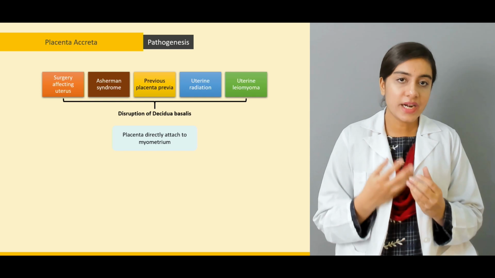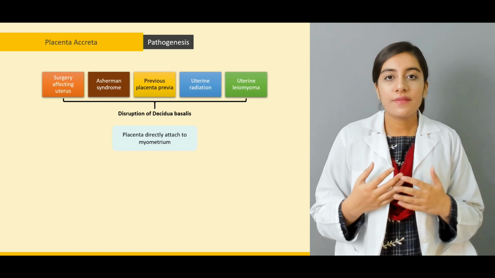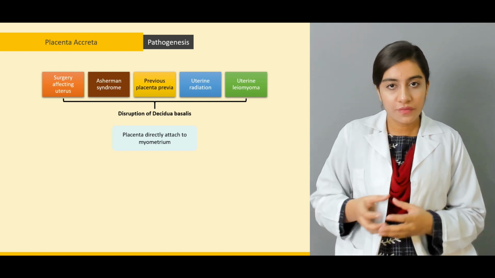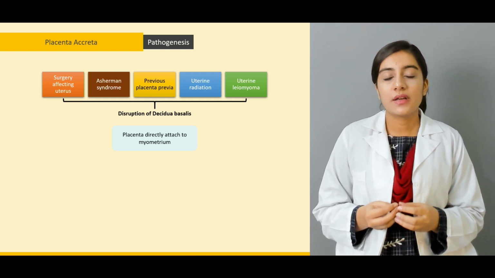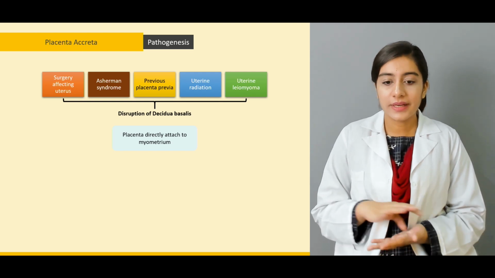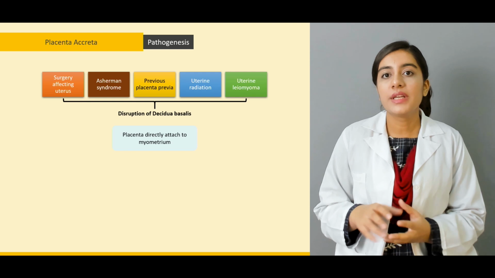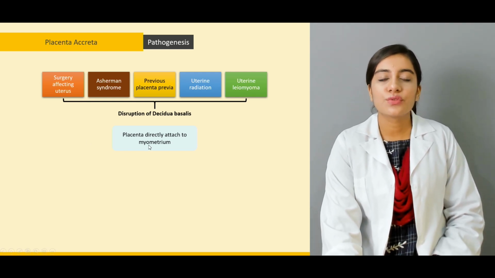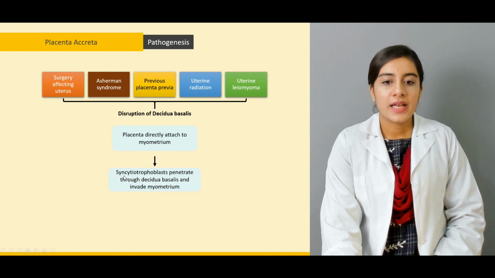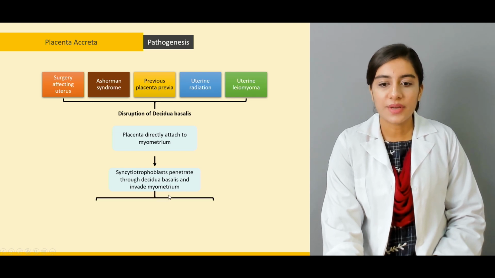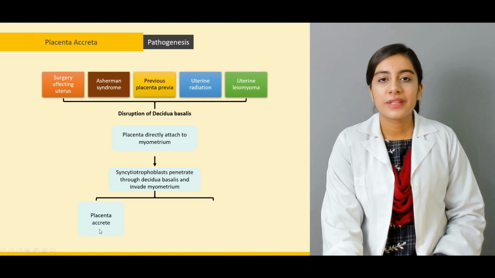So, in that condition, when the placenta contracts at the time of delivery and is removed from that area, there will be a hemorrhagic state over there. It will not detach normally from there, and it will lead to bleeding. So the placenta directly attaches to the myometrium. Syncytiotrophoblasts penetrate through the decidua basalis and invade the myometrium. That leads to three conditions.